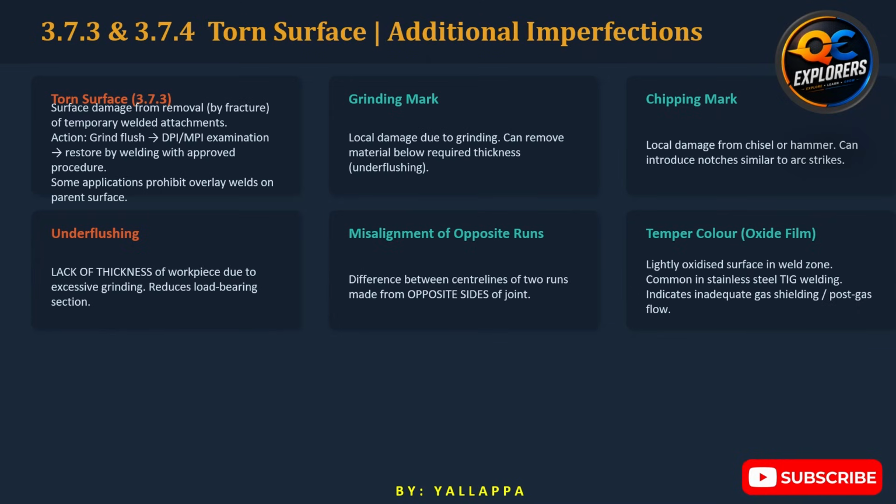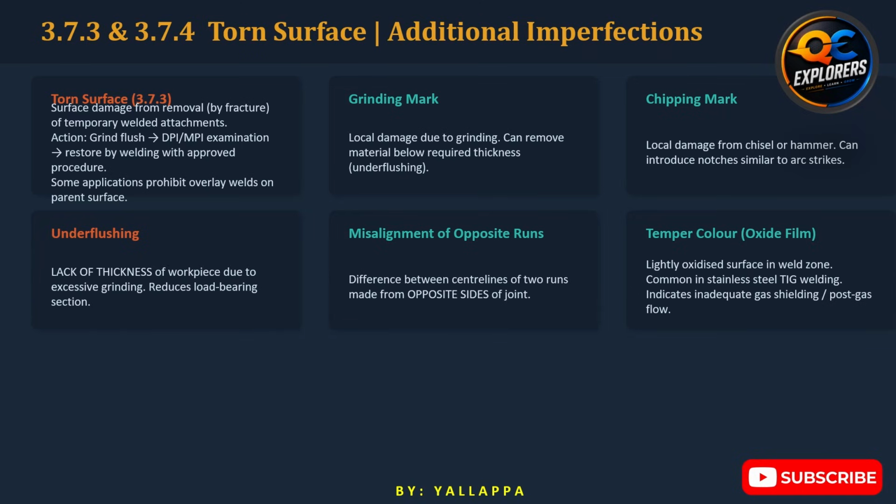Grinding marks can also become an issue. Excessive grinding may remove material and reduce the component below the required thickness. This condition is referred to as underflushing. Chipping marks can create local notches and may have a similar effect to other localized surface damage. Misalignment of opposite runs refers to the difference between the centerline positions of weld runs made from opposite sides of a joint. Finally, temper color is particularly relevant to stainless steel TIG welding. The visible oxide color provides information about the degree of oxidation and therefore the effectiveness of shielding.